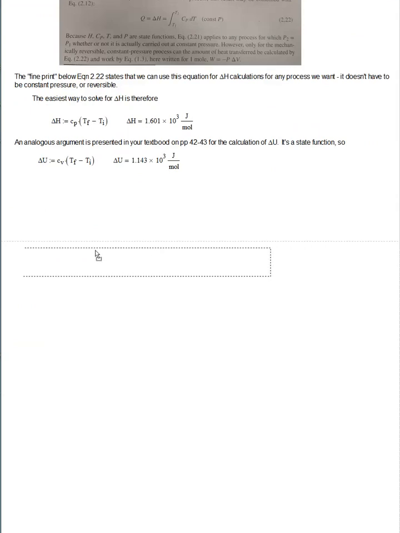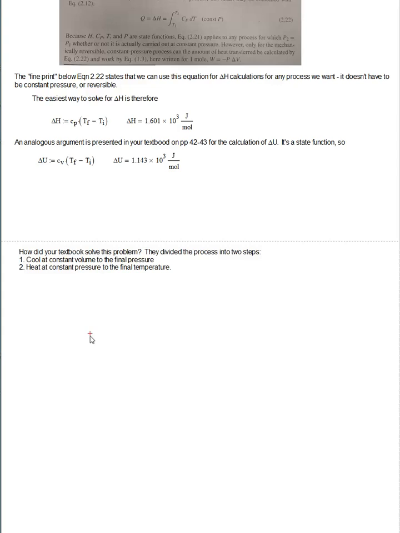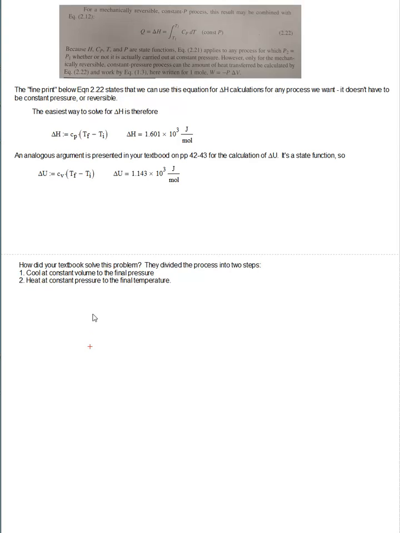So what your book did, just to review, they came up with two different processes, or two different steps to accomplish the same process. The first thing they did was a constant volume cooling to the final pressure, and then they did a constant pressure heating to the final temperature. Now, if you look at the original process, the process was going from 5 degrees C to 60 degrees C. To me, when I look at this, why would I want to cool first and then heat when I want to heat to begin with?